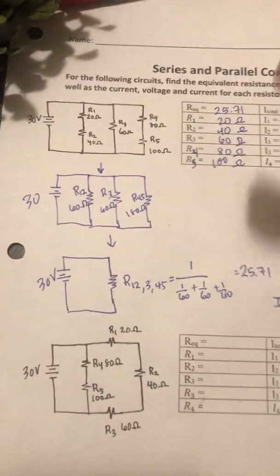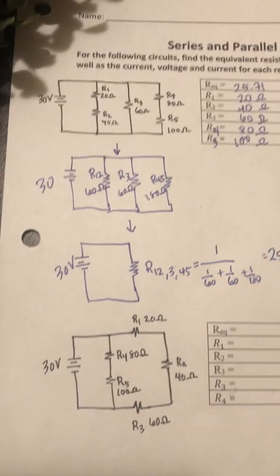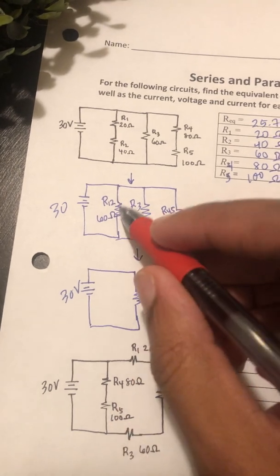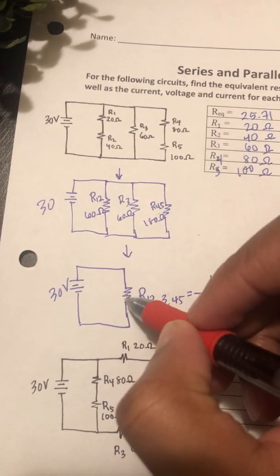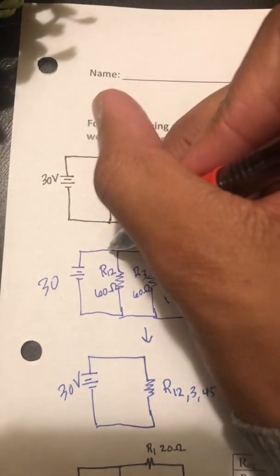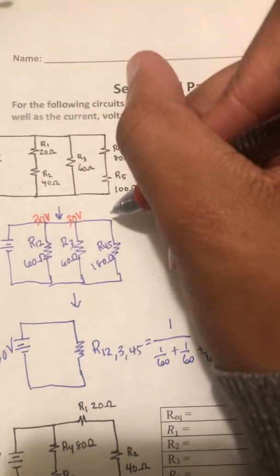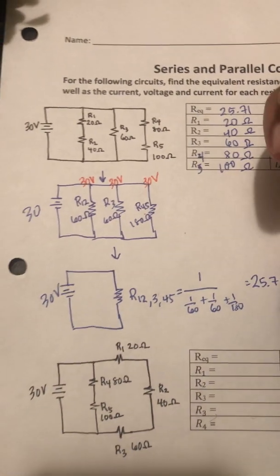What do I know about parallel circuits? They have the same voltage, all right? So that means the voltage here, which is 30 volts, is going to be the voltage here, here, and here. Since this gets all the 30 volts, these get 30 volts. 30 volts for that branch, 30 volts for this branch, and 30 volts for this branch.